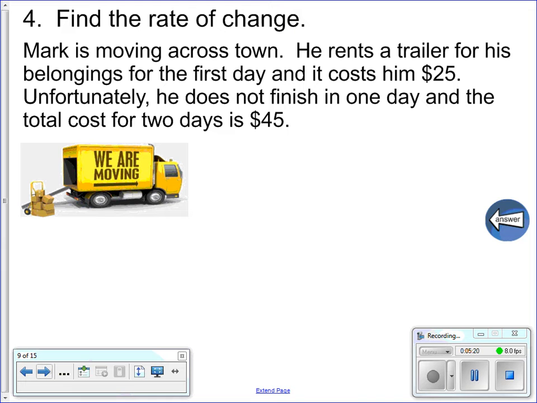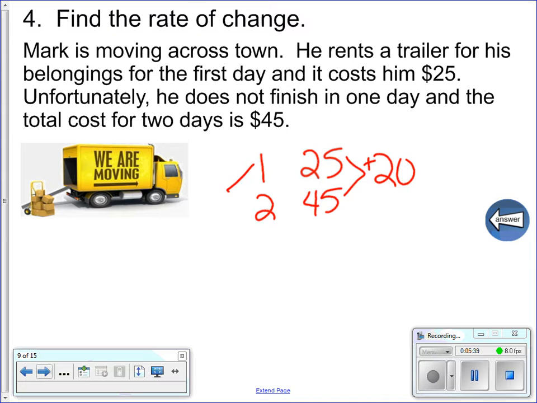Find the rate of change. Mark is moving across town. He rents a trailer for his belongings for the first day, and it costs him $25. Unfortunately, he doesn't finish, and so the total cost for 2 days is $45. So 1 day is $25, and 2 days is $45. There's your 2 points. This rate of change is 20 over 1, so my rate of change is $20 a day.